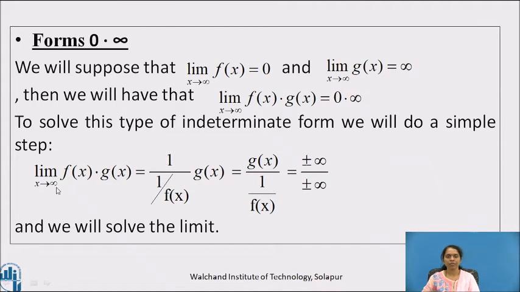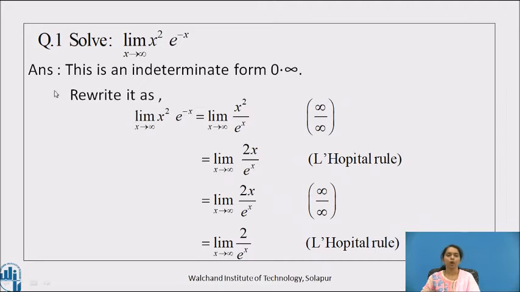Limit x tends to infinity f of x into g of x is equal to either f of x divided by 1 upon g of x, or g of x divided by 1 by f of x, which is plus or minus infinity divided by plus or minus infinity, and we will solve the limit. Let us solve an example so that we will get this concept.